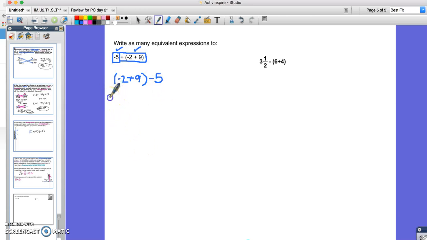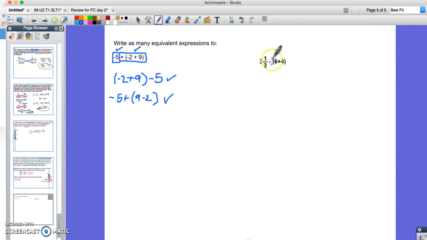Another one that I could do is -5 plus 9 minus 2. Again, I still have the -5, that's in the front, and all I've done inside the parentheses is I switch the numbers around inside. Remember, I can't take numbers that are outside of the parentheses and put them inside, but I can rearrange the numbers inside the parentheses. -2 plus 9 is the same as 9 minus 2. So this is also an equivalent expression.